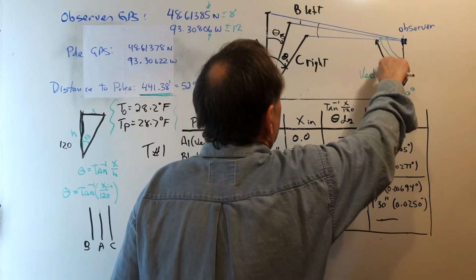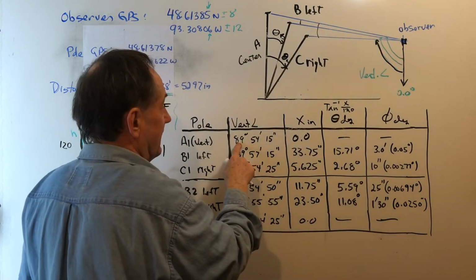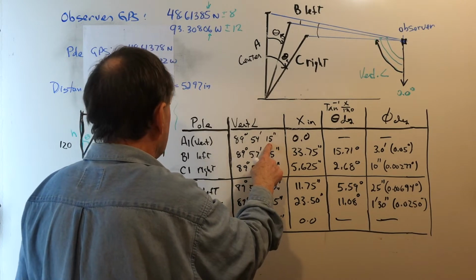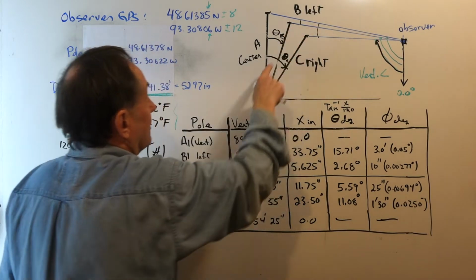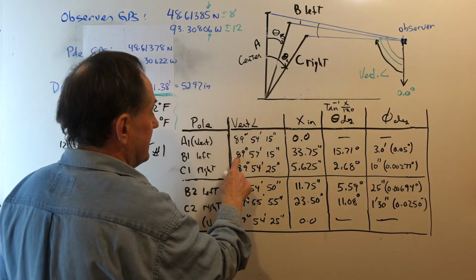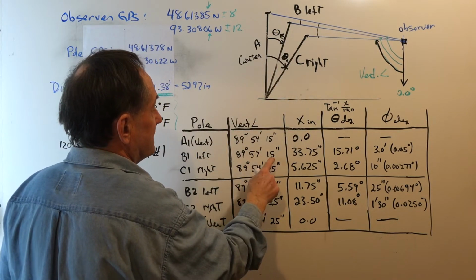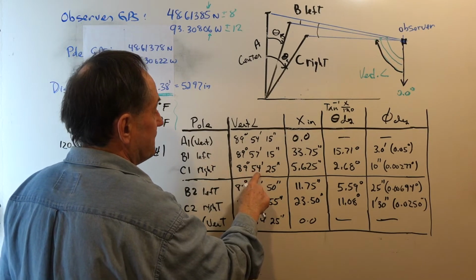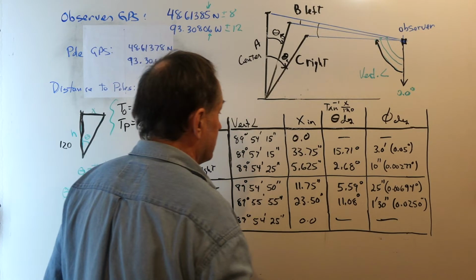The vertical angle measured to that pole is 89 degrees, 54 minutes, and 15 seconds. The vertical angle to the left pole, B, is 89 degrees, 57 minutes, 15 seconds. And to the right pole, 89 degrees, 54 minutes, 25 seconds.